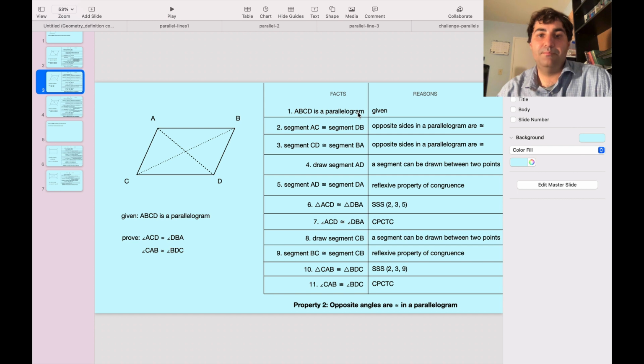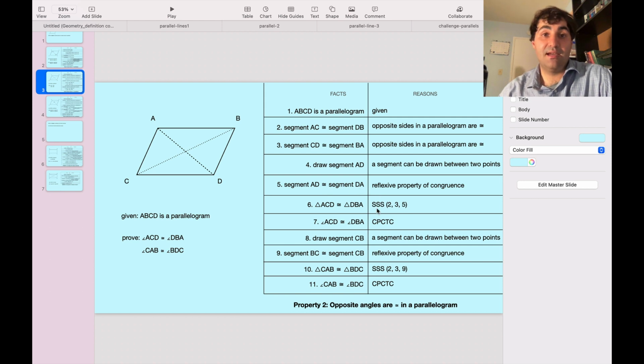ABCD is a parallelogram. And using the property we just established in my last slide, I can write down that segment AC is going to be congruent to segment DB, and that segment CD is going to be congruent to segment BA, because opposite sides in a parallelogram are congruent. Now I'm going to draw segment AD, which I can do because you can draw a segment between two points. And then I'm going to use the reflexive property of congruence: segment AD is congruent to segment DA.